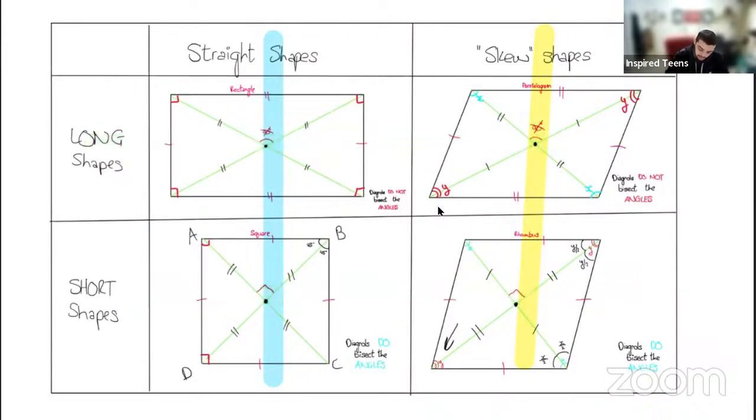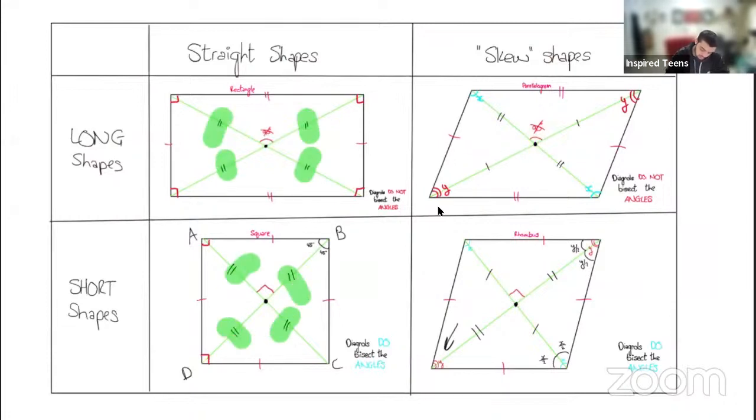Let's look at some, right? So the straight shapes, what's common between them? You can see their diagonals are equal. That's common, right? Also, 90 degrees. Those are the common things.